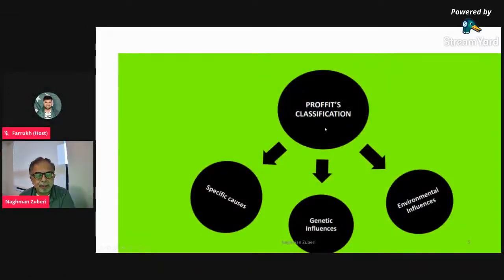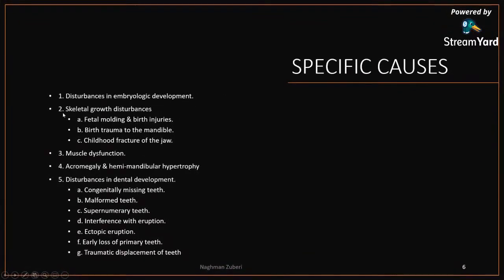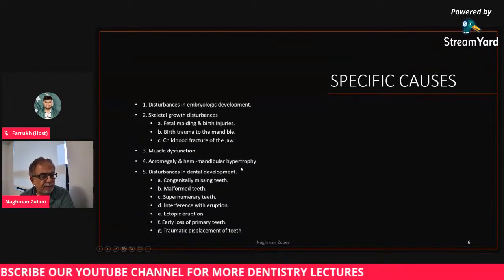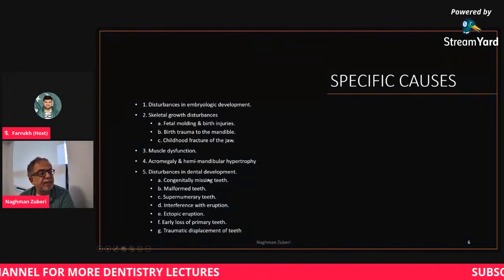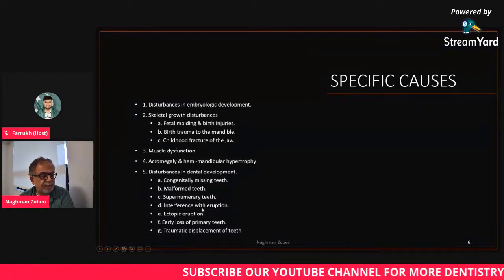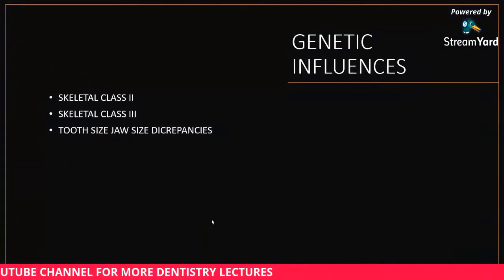Proffit tried to simplify things, and he brought them under three categories: the specific causes, then the genetic influences, and the environmental influences. According to him, the specific causes: disturbances in the embryologic development, then the skeletal growth disturbances, the fetal molding and birth injuries, birth trauma to the mandible, childhood fracture of the jaw, then muscle dysfunction, acromegaly and hemimandibular hypertrophy. Then the disturbances in dental development like congenitally missing teeth, malformed teeth, supernumeraries, then interferences with the eruption, ectopic eruption, early loss of primary teeth, traumatic displacement of teeth, etc.